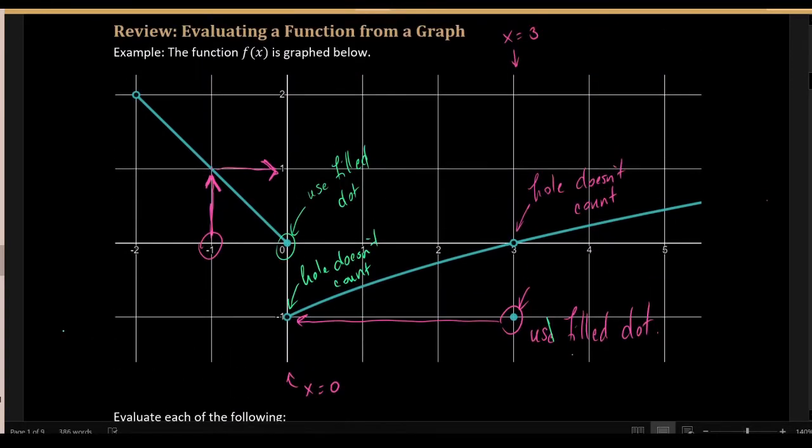Now what about f of -2? X equals -2 is located right here, on the far left side of the graph. Now if I look for a location on the graph that has a -2 for the x component, the only possible candidate would be this endpoint right here. But again, there's a hole at this point, and holes don't count.